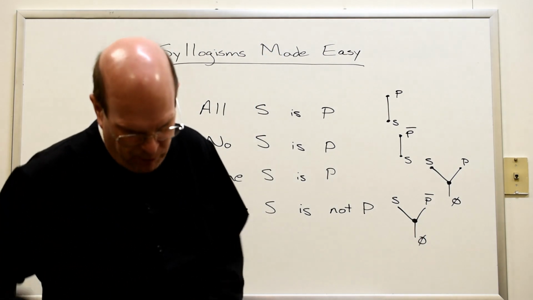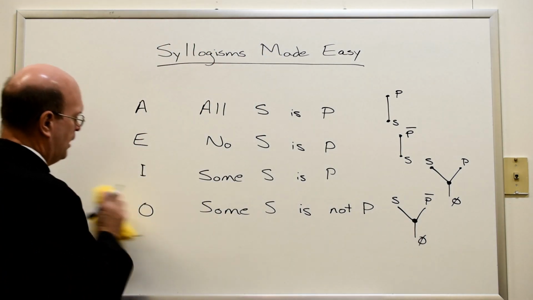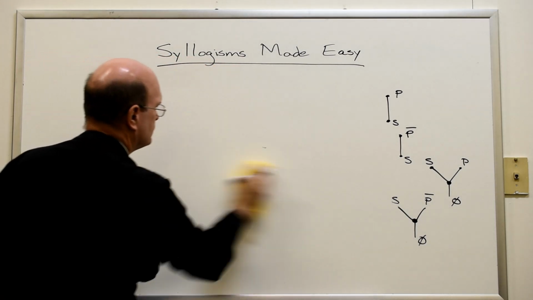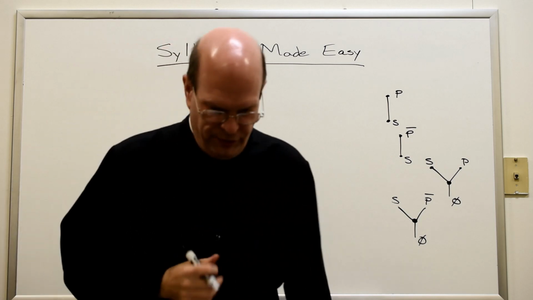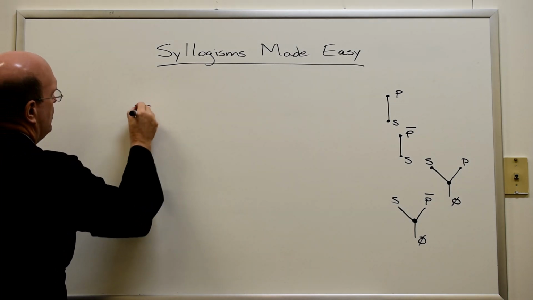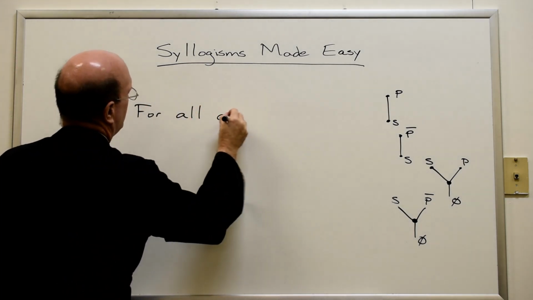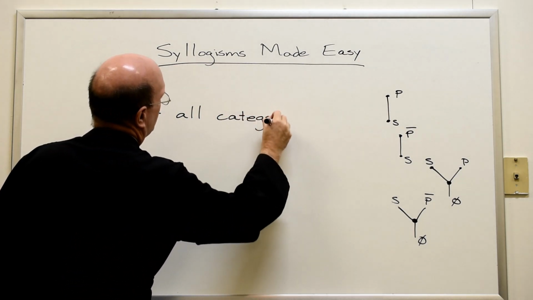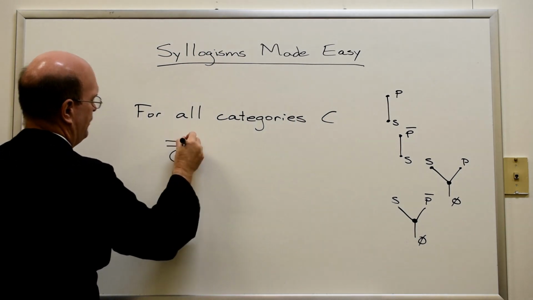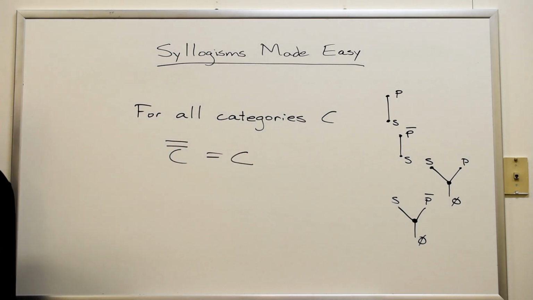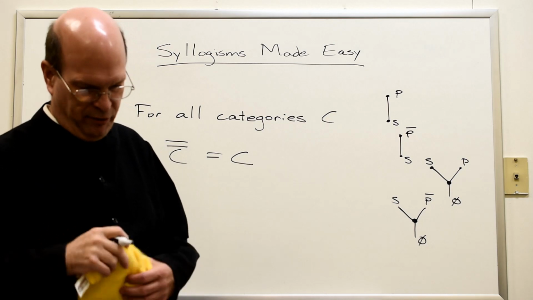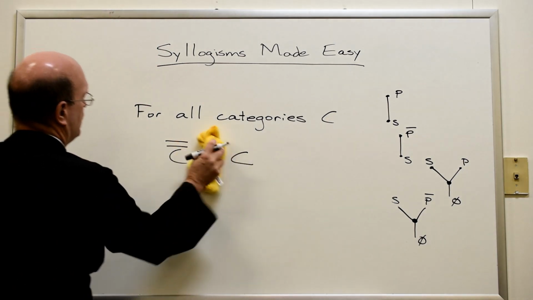And we just have a few simple rules for our diagrams. So one simple rule is on double negation. For all categories C, if we take not not C, that's going to be the same as C. Double negation cancels out. That's standard. It just is a result of the kind of logic we're doing. Okay. That's one rule.